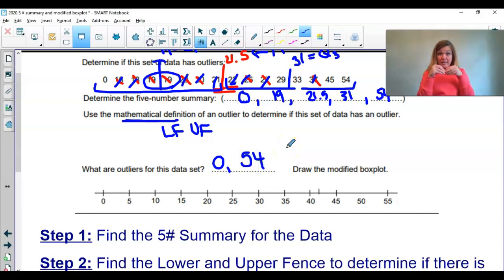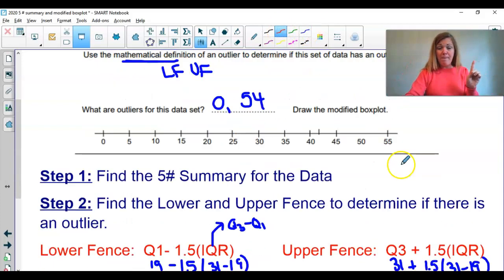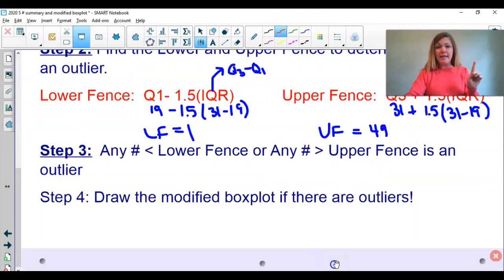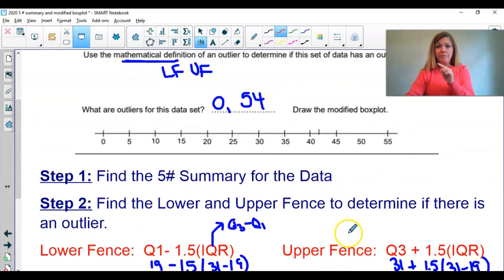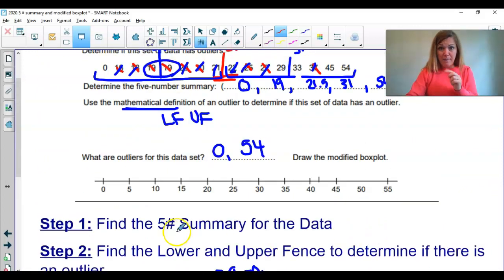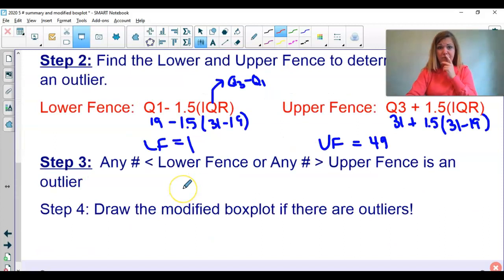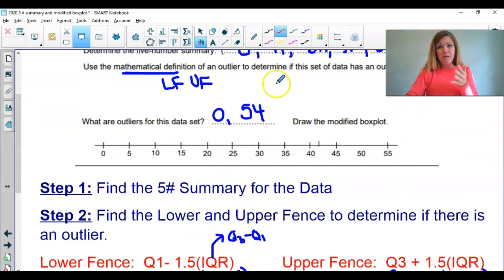Since we have outliers, we need what we call a modified box plot. Well, how do I do that? A modified box plot, that's our last thing that we need to do. When we draw our modified box plot, okay, again, step 4, the first thing we want to do is still mark down the 5-number summary, okay? So let's do that now.